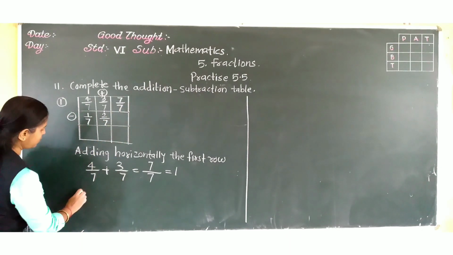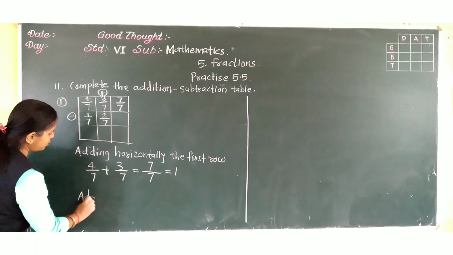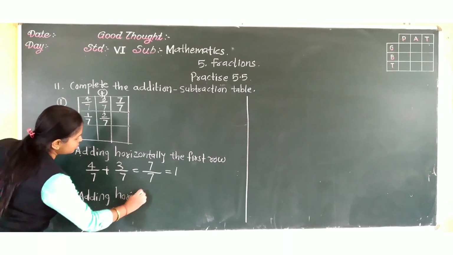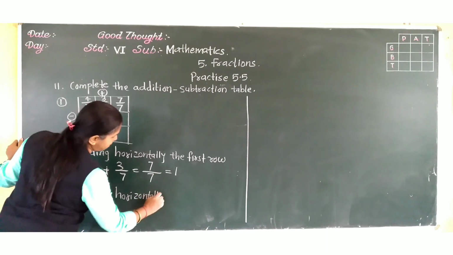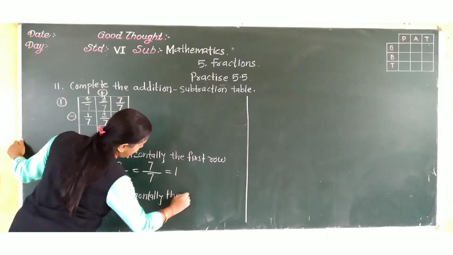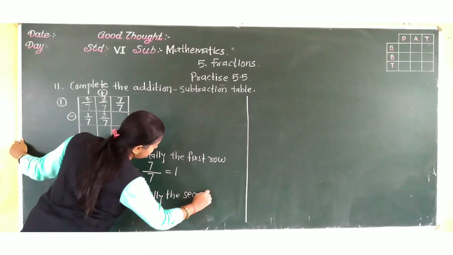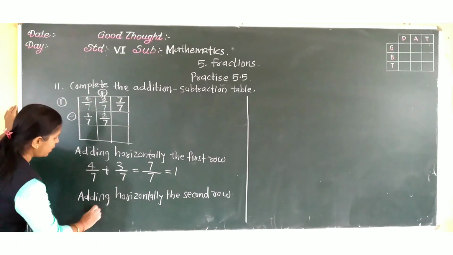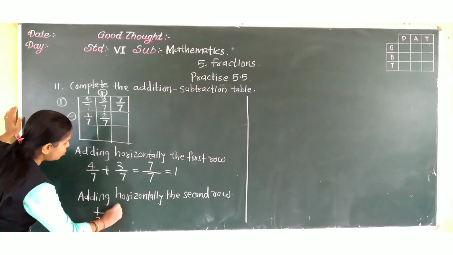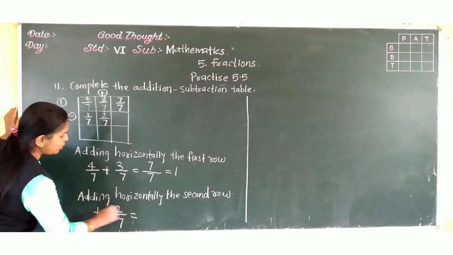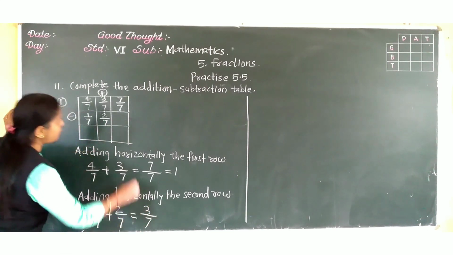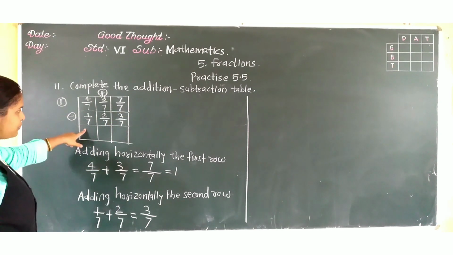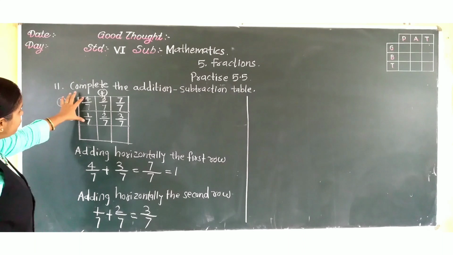Now, adding horizontally the second row. Second row is given. See, 1 upon 7 plus 2 upon 7. So 2 plus 1, 3 upon 7. So this answer will come 3 upon 7. Correct? Now we have to subtract.